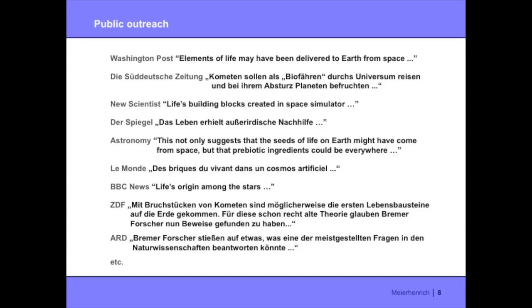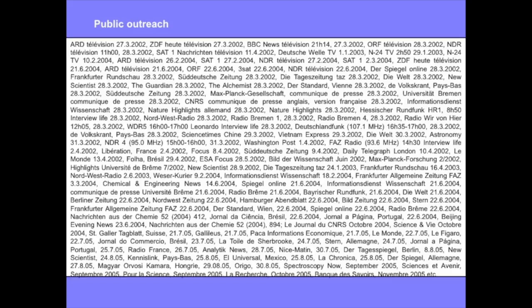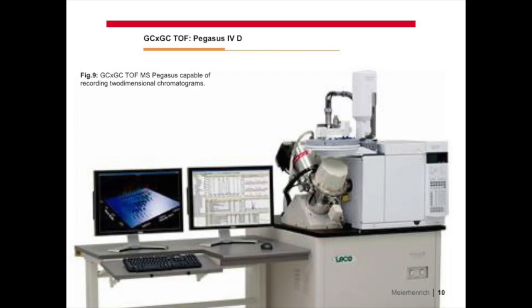So this gave a buzz in the press, also in France. Le Monde, for example, said, des briques du vivant dans un cosmos artificiel. Everywhere it was in the news, and this gave us a lot of funding in our small laboratory in Nice, and we could acquire a new instrument, which is this one. Here you have again a gas chromatograph, but this gas chromatograph has 2 dimensions, and this is what I call in analytical chemistry today a revolution.